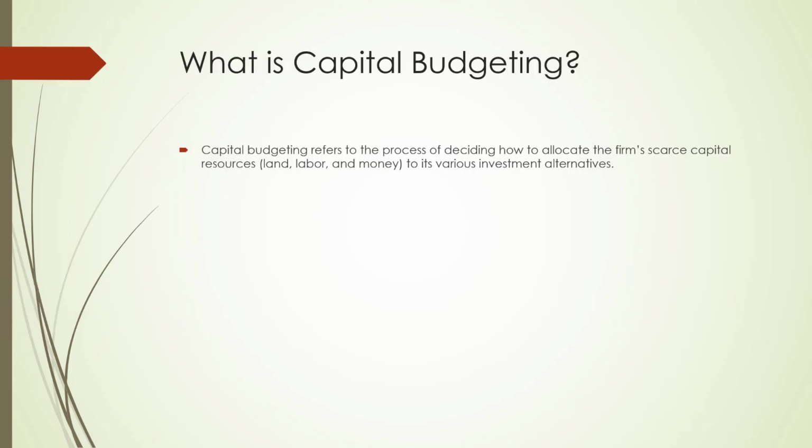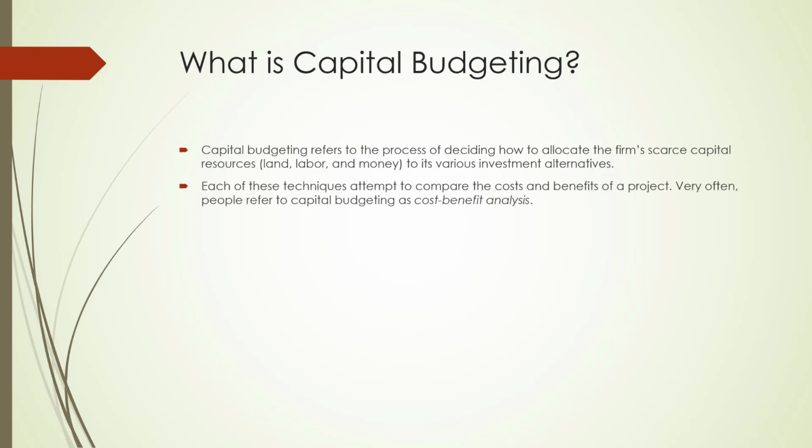So what is capital budgeting? Well, it refers to the process of deciding how to allocate the firm's scarce capital resources to various investment alternatives. Always remember that capital is limited, and so the goal here is to decide where to best put that capital. In other words, what investments should we make that make the best use of our shareholders' money.